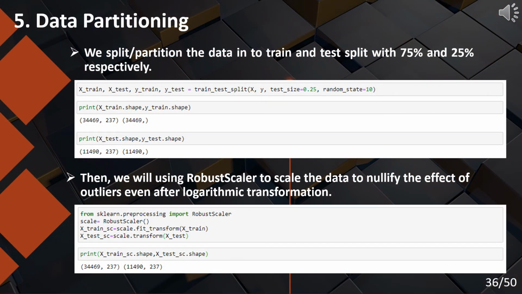Chapter 5. Data partitioning. We split the data into train and test split with 75% and 25% respectively. There are various methods of scaling such as min-max scaling, standard scaler, normalizer, max ABS scaler, and robust scaler. In our project we will be using robust scaler as we need to nullify the effect of outliers even after logarithmic transformation.